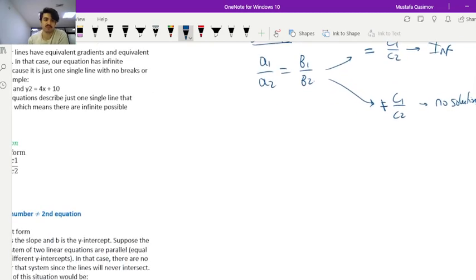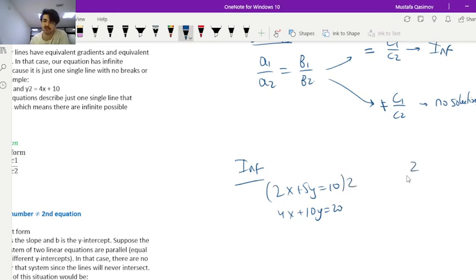For example, let's give one example for infinite number of solutions. 2x plus 5y is equal to 10. 4x plus 10y is equal to 20. As you can see, if we multiply the first one by 2, we will get the second equation. So when it is like this, it means that there is infinite number of solutions.